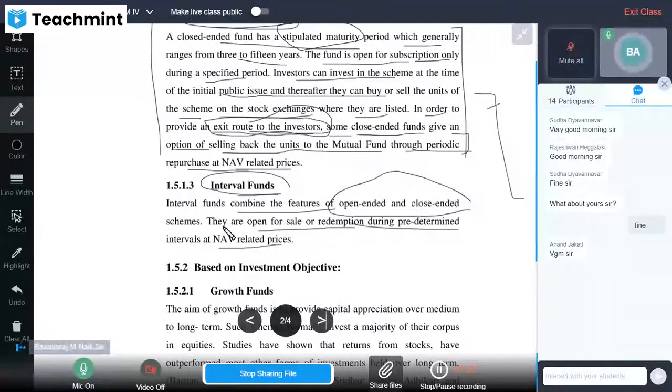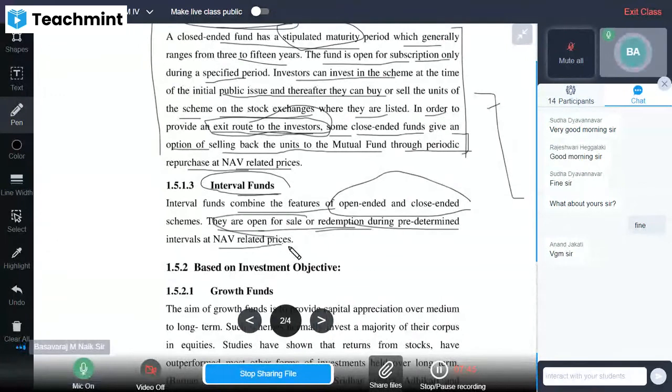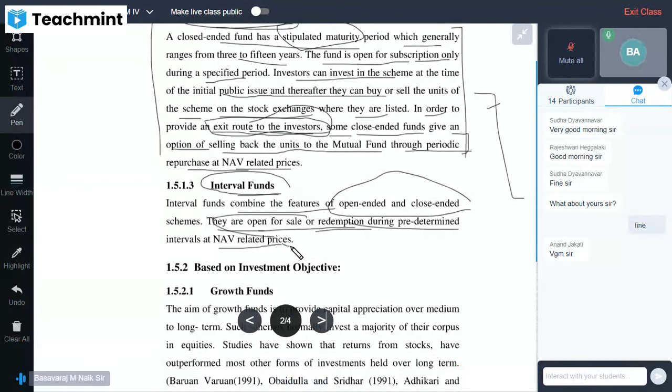They are open for sale, right? Along with that, they can redeem their returns during the predetermined time horizon, at intervals, at NAV related prices. According to the net asset value price, they can do the transaction. They can do the redemption in this interval fund. So as I said, Reliance Yearly Interval Funds are an example of interval funds.